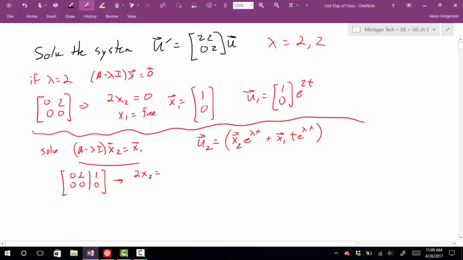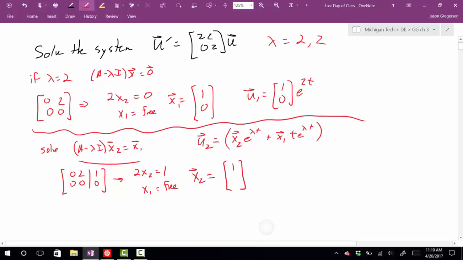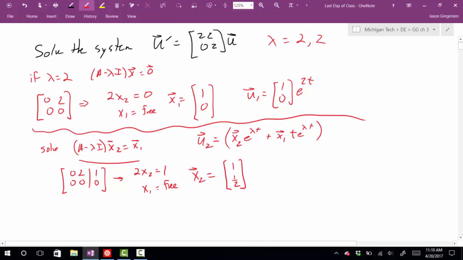I have 2x2 is equal to 1. Once again, x1 is free. If I think of what this generalized eigenvector could be then, if x1 is 1, for instance, what's x2? x2 is 1/2 here. Now for my first eigenvector, that eigenvector is 1, 0. And any multiple of that eigenvector is also an eigenvector. You can write down 2, 0, 4, 0.